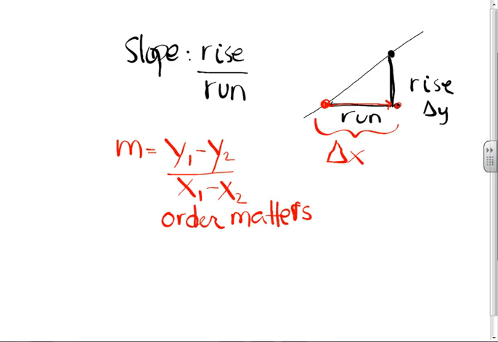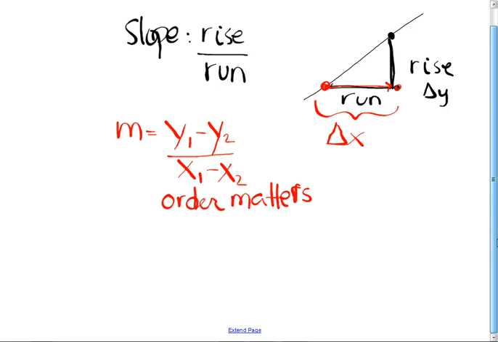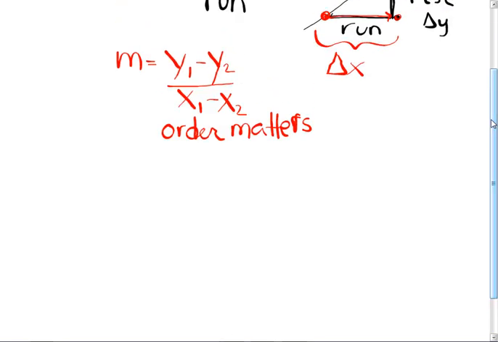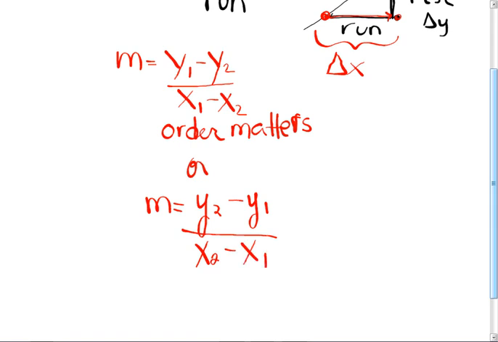You could also write it, if you prefer, in a different order, but then you've got to be consistent. Or m is equal to y2 minus y1 over x2 minus x1. And these guys have to match. If it's y2 in the numerator, it's x2 in the denominator. They are an ordered pair.